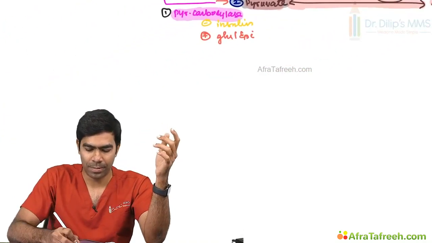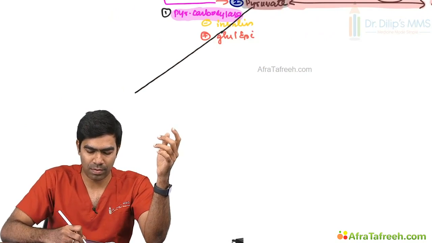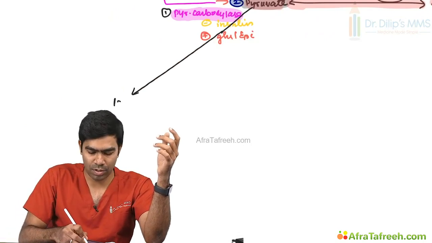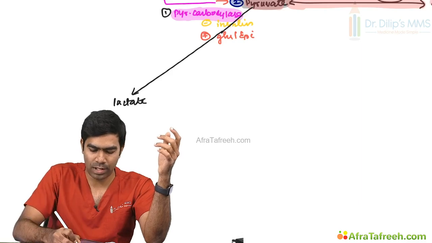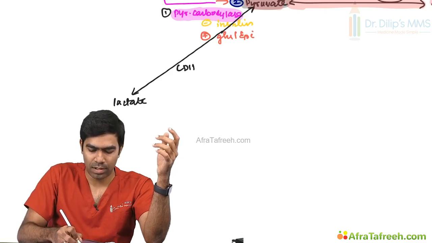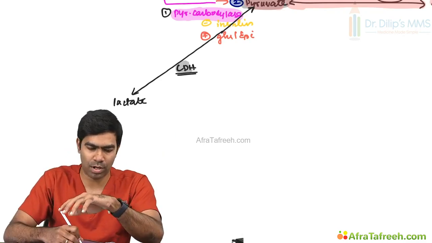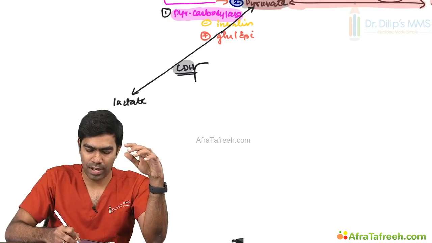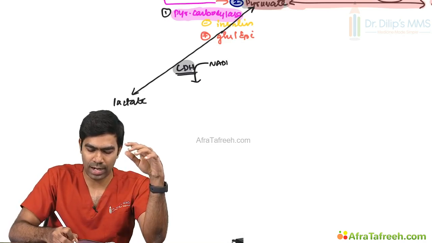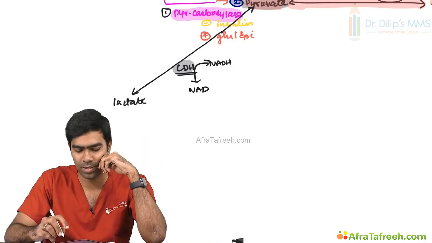And the third pathway for pyruvate is formation of lactate through another reversible step catalyzed by the lactate dehydrogenase enzyme, which is a very important enzyme as well. Once again you're going to utilize NADH to produce NAD. So I can put a double arrow because it's a reversible step.